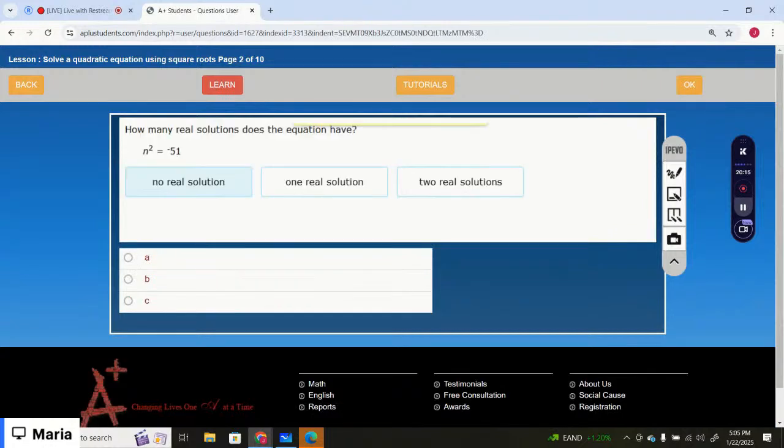How many real solutions does the equation have? So which is the correct option? So there is n square equals negative 51, right? So the negative numbers have no real solution. So n square equals negative 51. That means the equation has no real solution. A is the correct option.